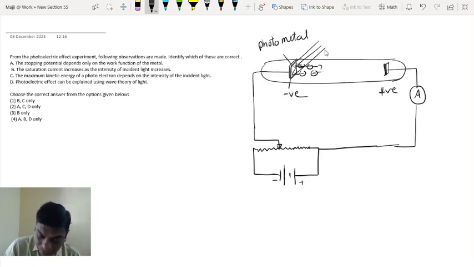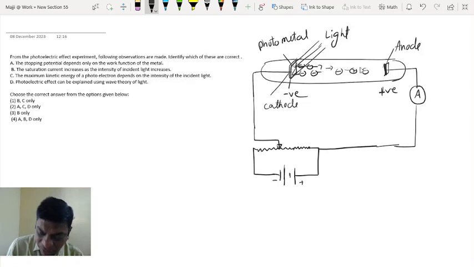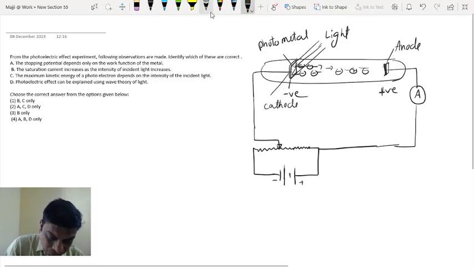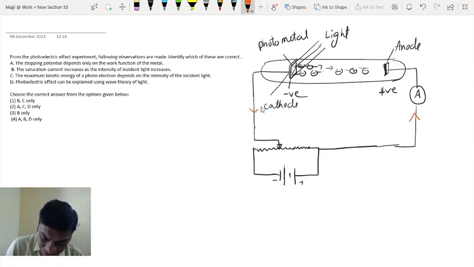So light of a suitable wavelength or frequency is made incident on this negative electrode. Electrons are ejected and they are captured by this. We call this the anode, this the cathode. Thereby completing the circuit, you can see the circuit gets completed and you have a current flowing like this. Since electrons go this way, current will be flowing in this way. So that is the photoelectric current.